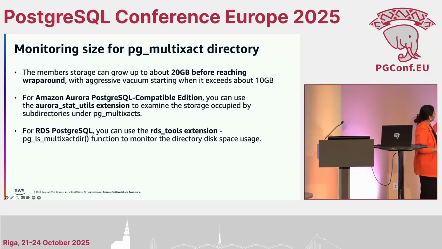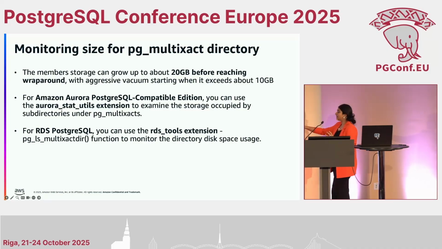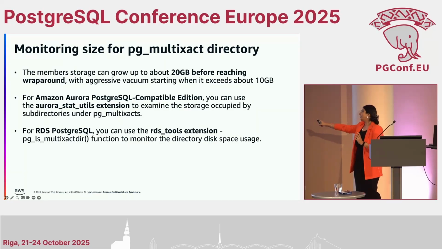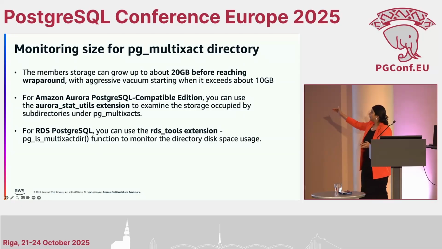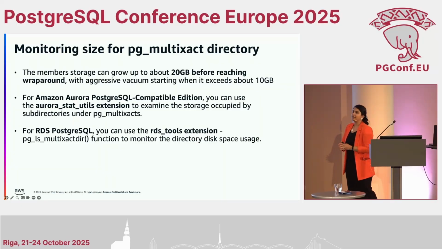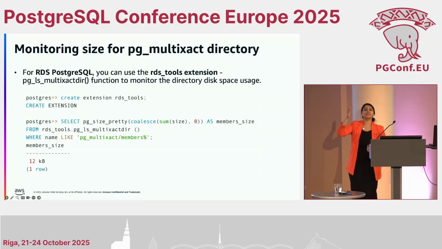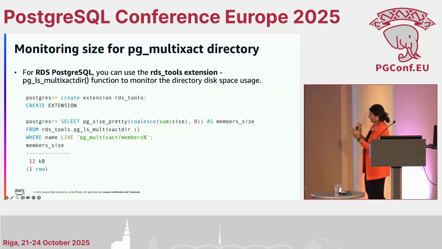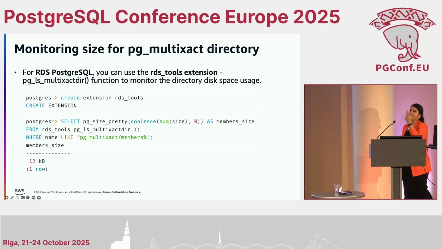For RDS and Aurora, you do have two extensions separately where you can use functions to examine that. You can use the Aurora stat utils extension to examine the storage, the size of the PG multi-exacts. So you can do that for Aurora, and for RDS, you can do the same. There is another function. So it looks something like this. If you have the RDS tools extension installed, only then you can run this query and you can get the size of the multi-exact members and offset, both the directories. Remember, you have to check for both the directories, not only one.